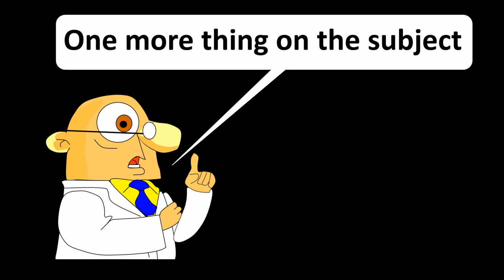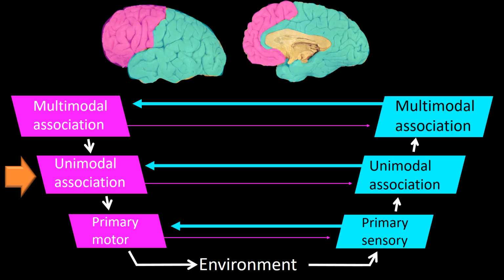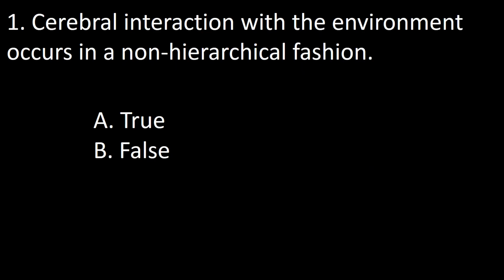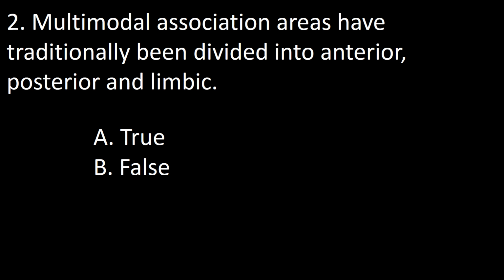One more thing on the subject. It is customary to refer to the unimodal motor area as the premotor cortex or area, and to refer to the multimodal motor association cortex as the prefrontal area. So the answer to this question is false. Next question. Multimodal association areas have traditionally been divided into anterior, posterior, and limbic. A true, B false.